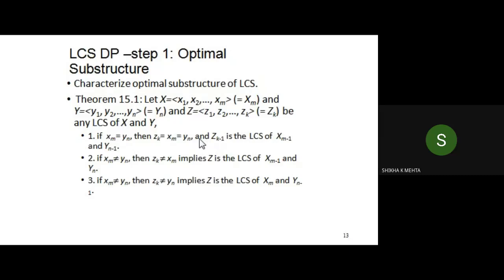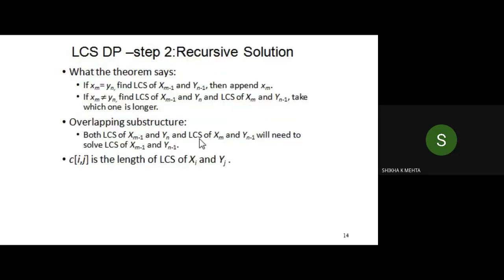If Xm is not equal to Yn, then Zk not equal to Xm implies Z is the longest common subsequence of Xm minus 1 and Yn. Similarly, if Xm is not equal to Yn and Zk is not equal to Yn, the first condition remains the same, but in the second condition there is a change. That implies Z is the longest common subsequence of Xm and Yn minus 1. Similarly, we are going to find the longest common subsequence for the particular problem.